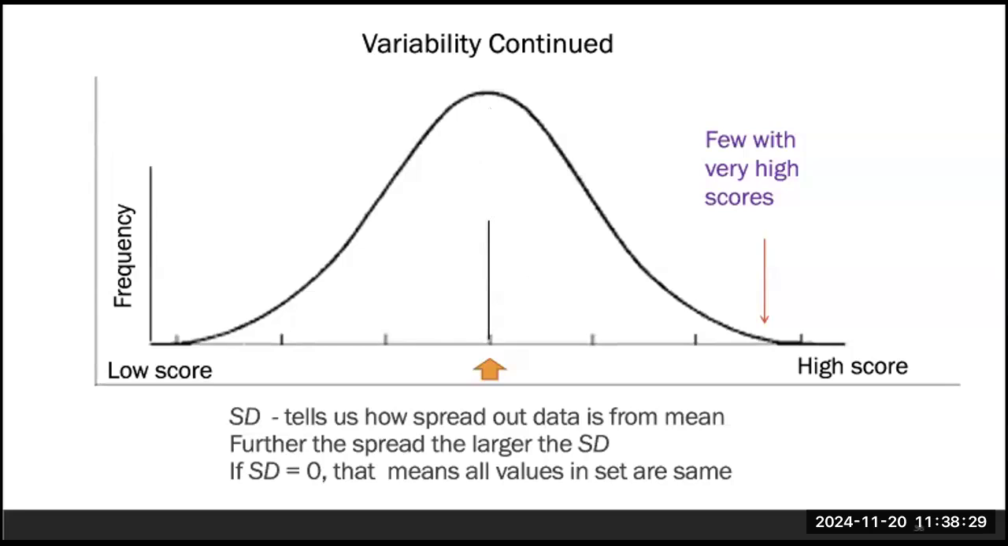What's important to note is it's unimodal, right? There's only one peak. It's symmetrical. And we see that in the tails, there are very few scores with either really high values or really low values.